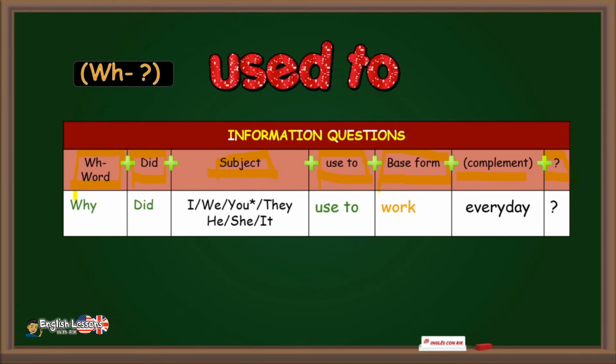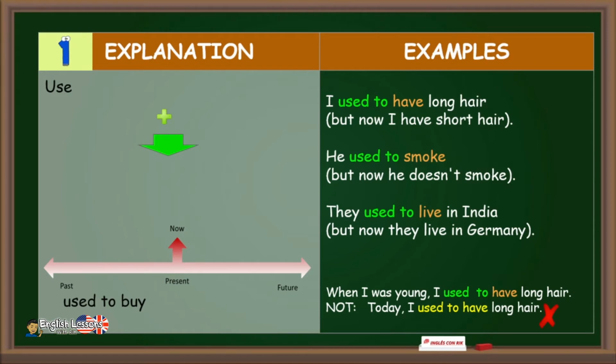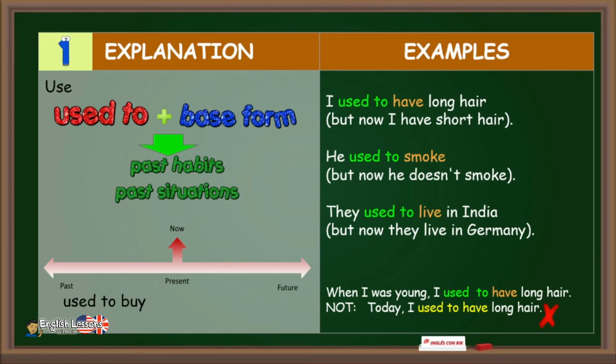Let's continue with grammar explanation. Number 1. Use used to plus base form of the verb to talk about past habits or past situations that no longer exist in the present. For example, I used to have long hair, but now I have short hair. He used to smoke, but now he doesn't smoke. They used to live in India, but now they live in Germany.